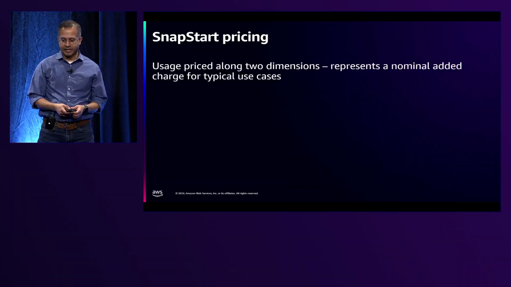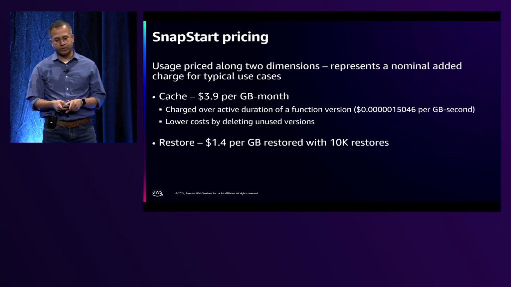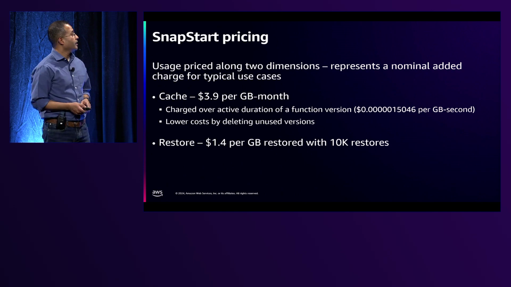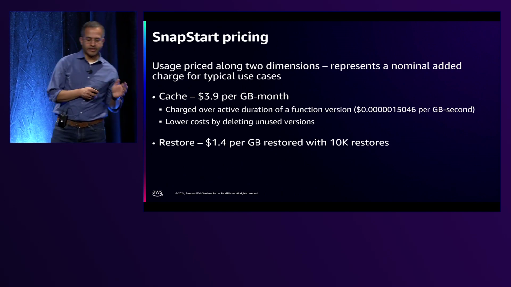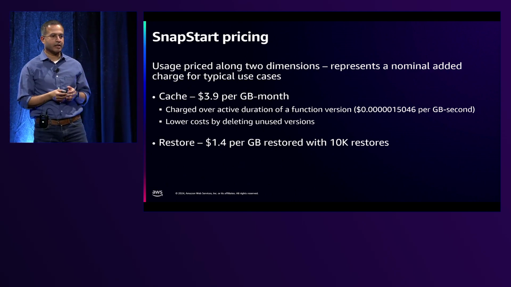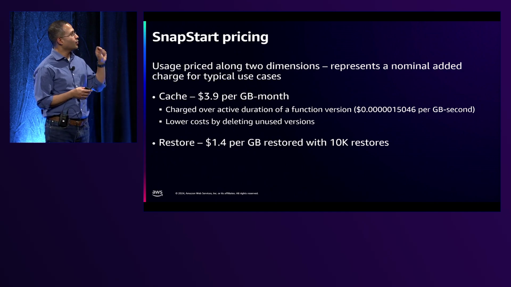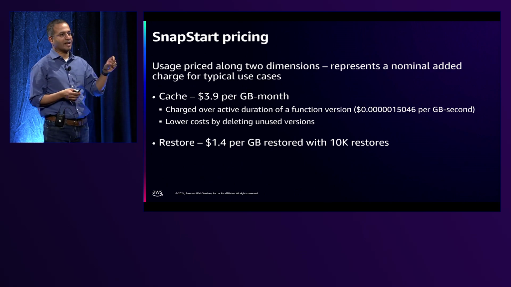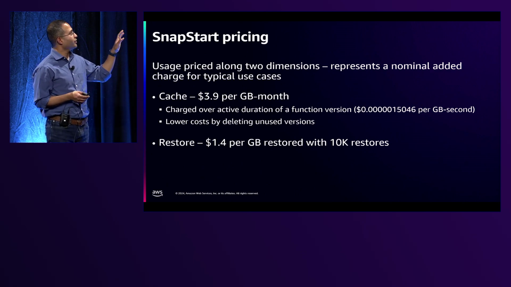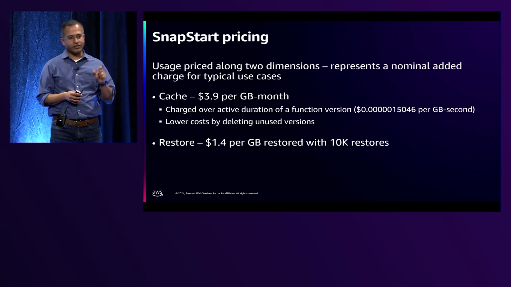Okay, coming on to talking about pricing. The pricing for SnapStart is based on 2 dimensions. It charges based on the amount of caching that SnapStart is performing, and then the number of restores. In this example, I've taken a 1 GB function that is active for the entire month. So that's the GB-second month, multiplied by the rate that's available on the website. That is the charge for caching.